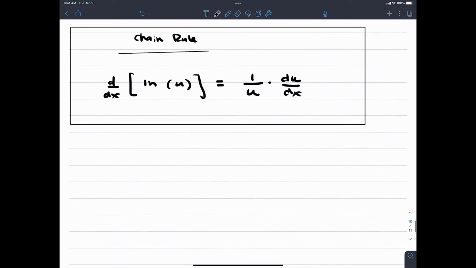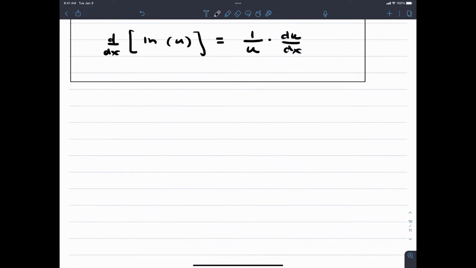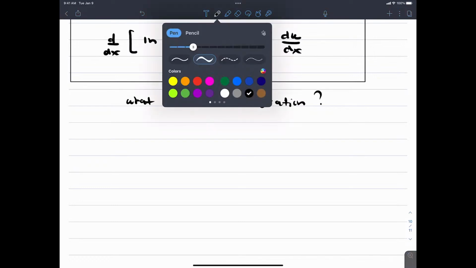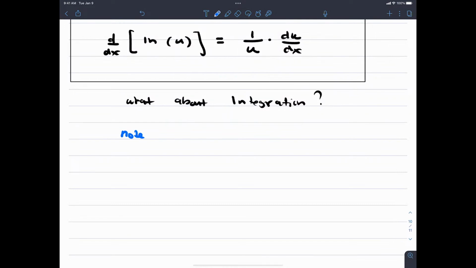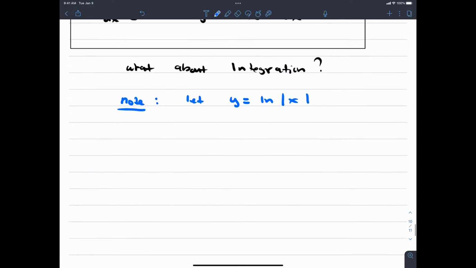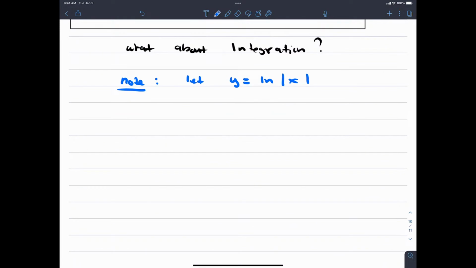That's where we're headed. Right now you might say, what about the integral formulas? For integration, I'm going to have to make a note before I give you the integral formulas. Let's note the following. I'm going to let y be the natural log of the absolute value function. This is going to give us a more complete integral formula.